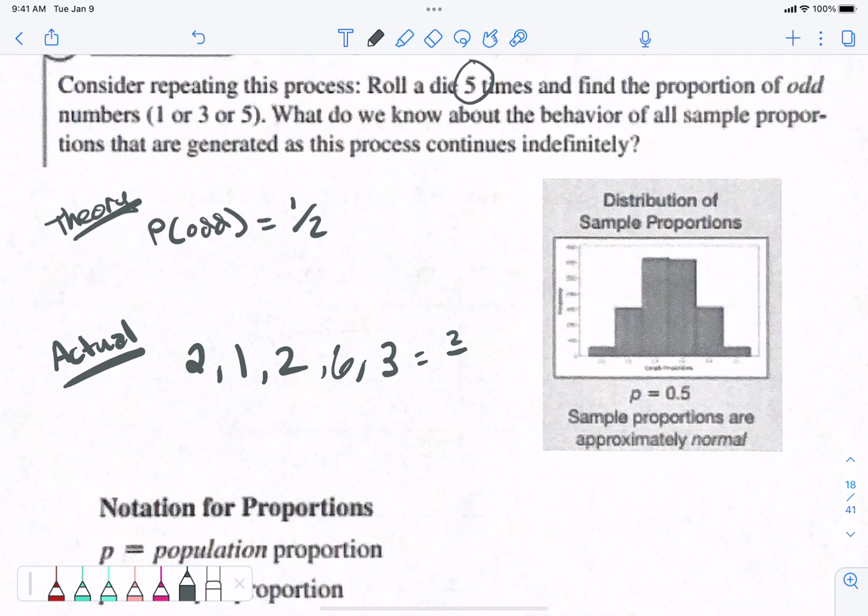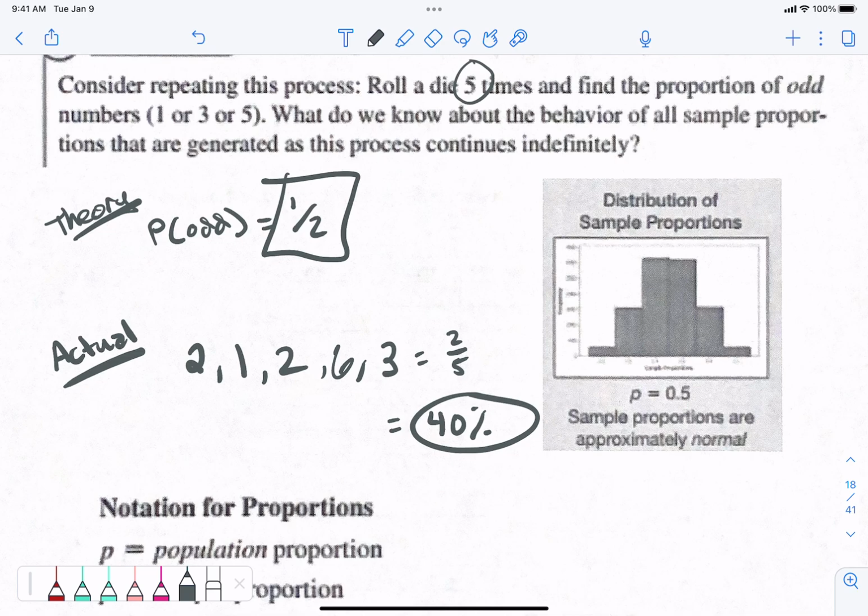2 out of 5, which is 40%, not 50%, okay? But again, we said that you can't get 50% of the time out of 5, right? The next time it could be an odd. I don't know. Who knows, okay? But in theory, this is what we're calculating. We're trying to calculate in theory what should happen, which doesn't necessarily always match the actual, but it's fine.